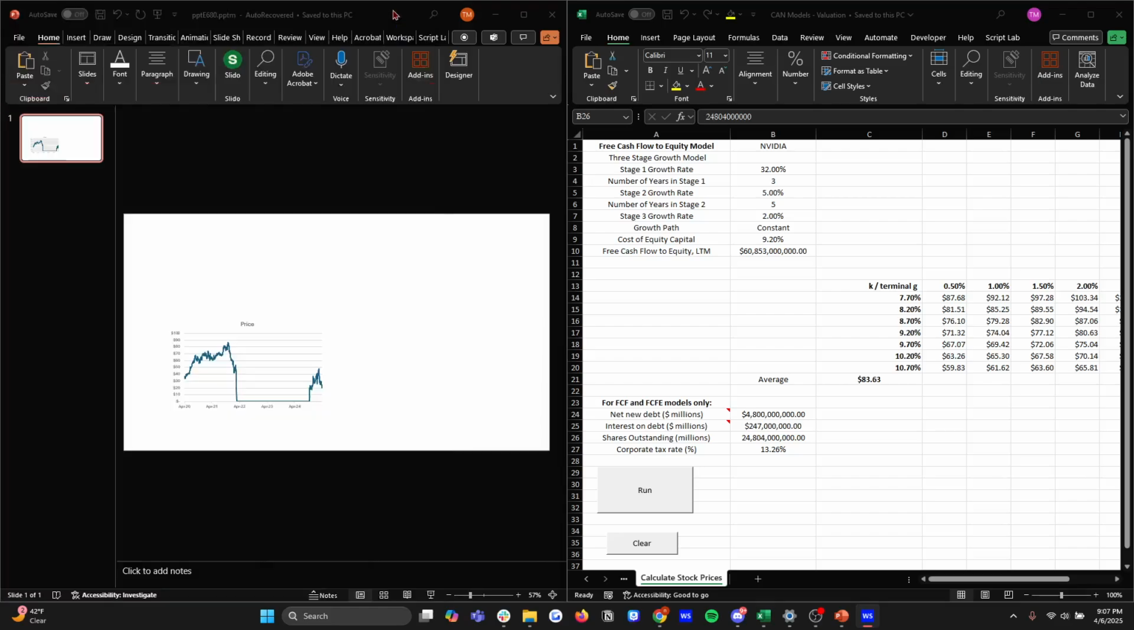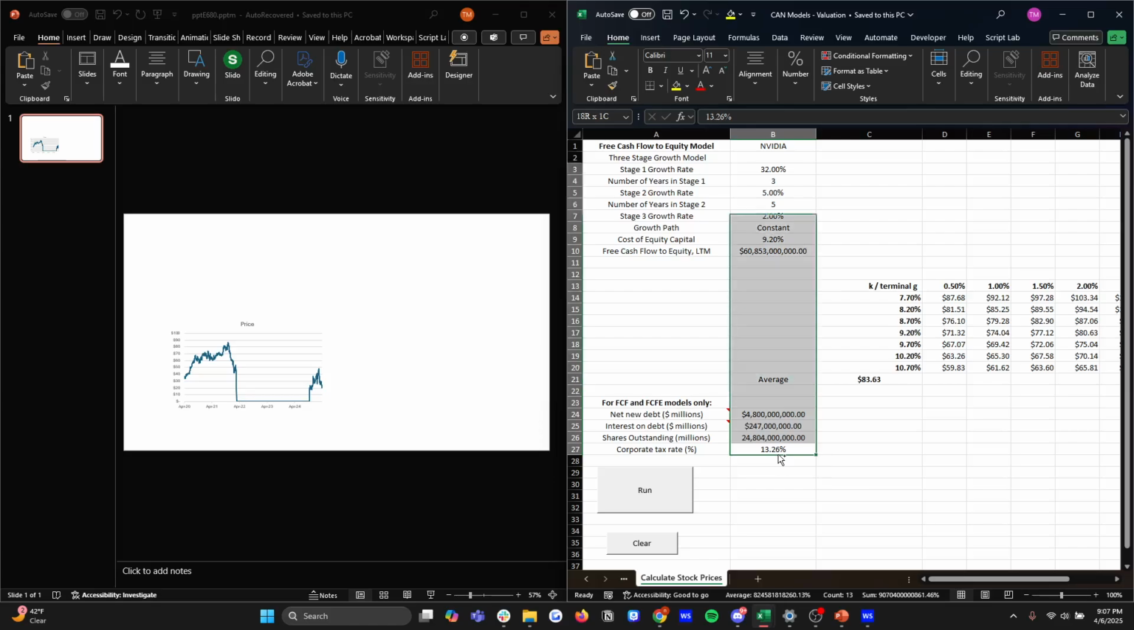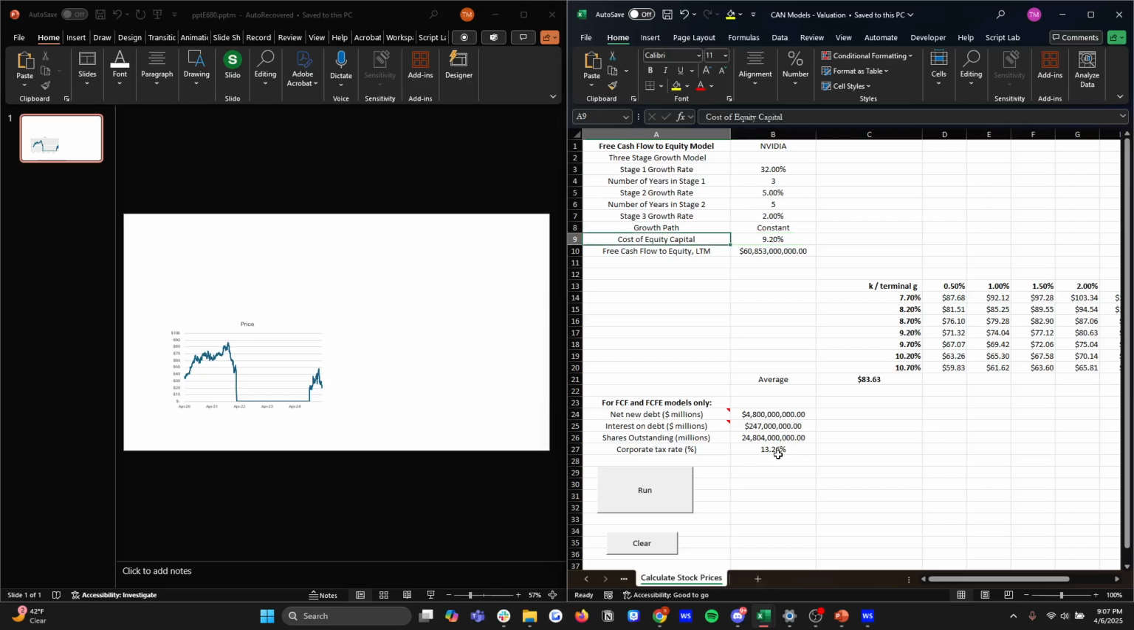Make sure that these values are currently not in millions, but your values have to all be the same. So this would have had to be in millions, and then these would have had to be in millions. Just make sure that you use the same units across the board. That's the most important thing. All right. Corporate tax rate, you can basically Google search this, or you can find it on Refinitiv. And that takes us through everything beneath this section.